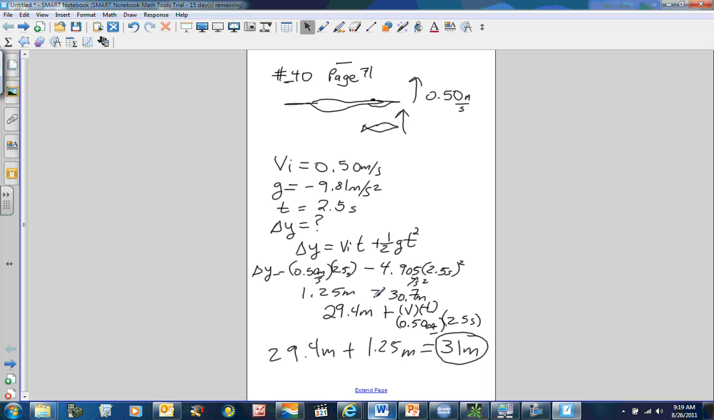Very easy. Now, what if you'd done this and got 29.4? I'd have only probably counted off 1 point because you did everything right. You just forgot that the pelican was moving up also. So the pelican also increased its distance as the fish increased its distance falling.